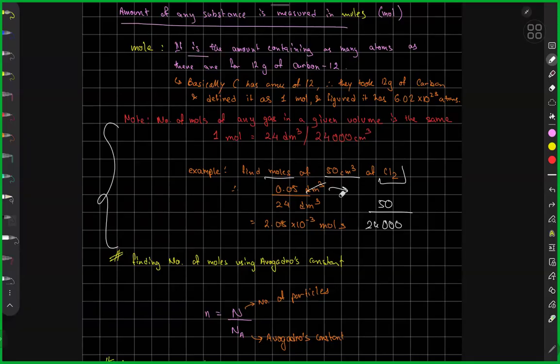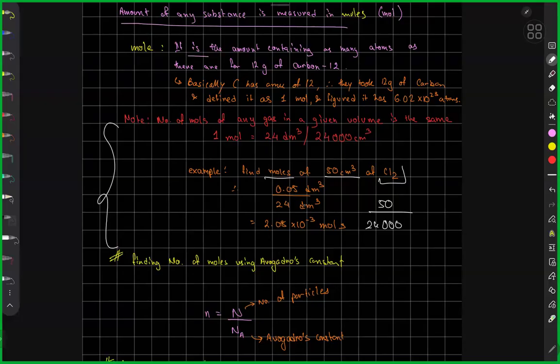So now I can convert cm cube to dm cube by dividing. So, sir, do we just use the formulas we learned in chemistry? Yes. So this conversion that you're seeing, it is the same formula as you have in chemistry. So you can use that. Now, when you're working with 50 cm cube, you can convert to dm cube by dividing by 1000, and you divide that volume by 24, and you get the number of moles.